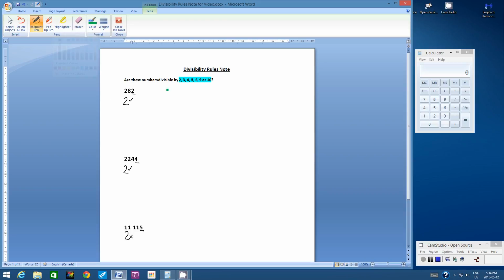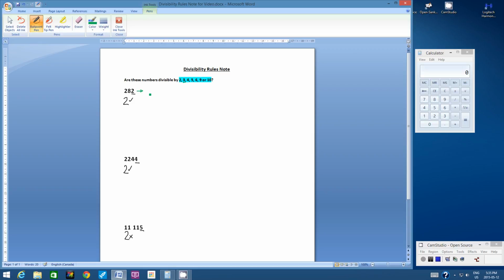Let's now look at 3. Are these numbers divisible by 3? Okay, so here's the rule. In order to determine if a number is divisible by 3, we add up all of the digits and see if that number is divisible by 3. So let's break this down here.